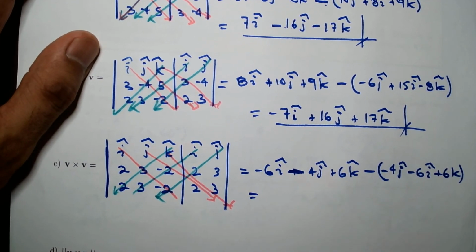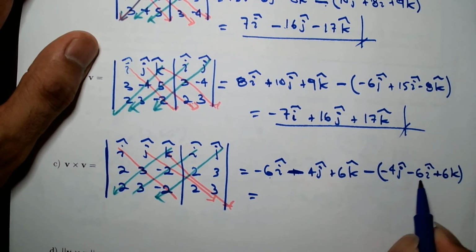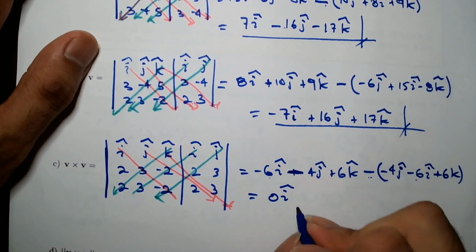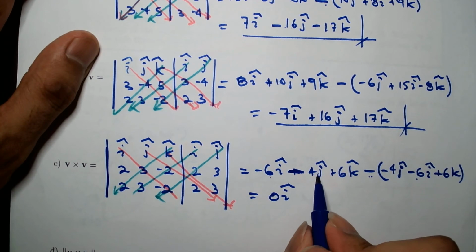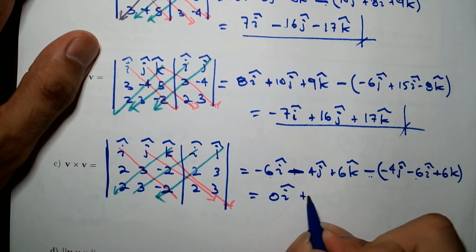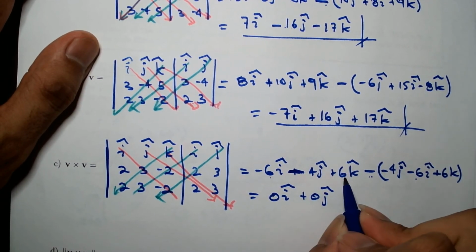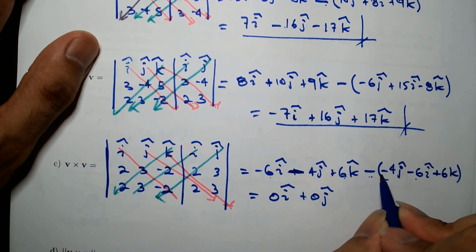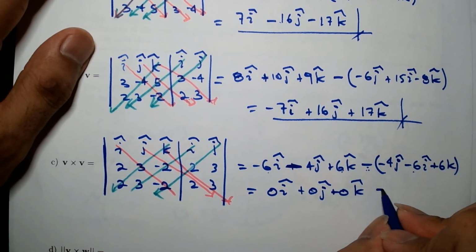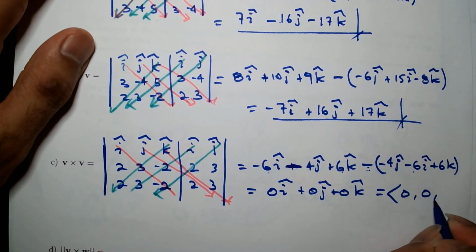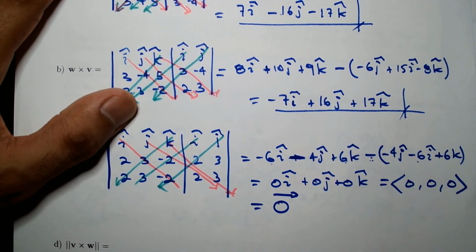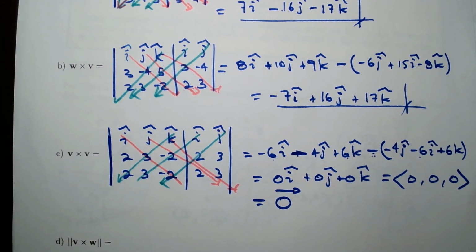So if we add these vectors, what do we get? Negative 6i plus minus minus 6i, which is plus 6i, that's 0i. And then for the j's, negative 4j minus minus 4, which is plus 4, that's 0j. And then 6k minus 6k, that's 0k. Essentially, we get the vector 0, 0, 0, with an arrow. That's another way to say the 0 vector.